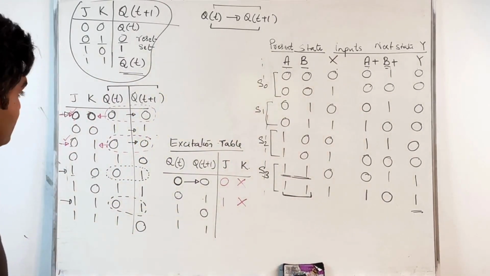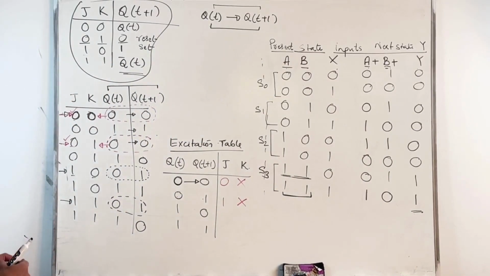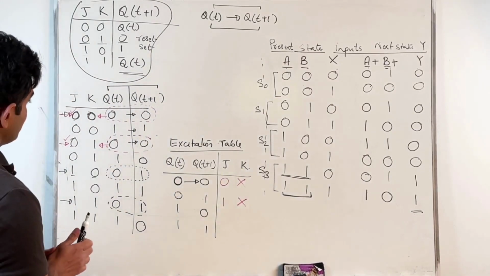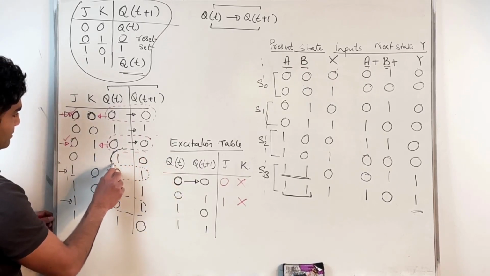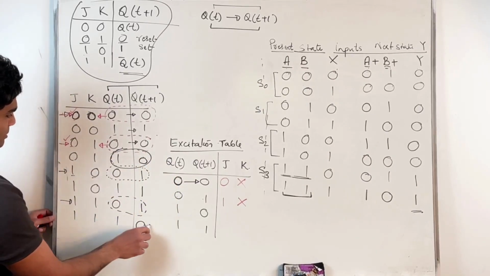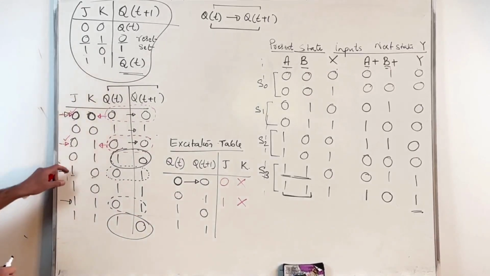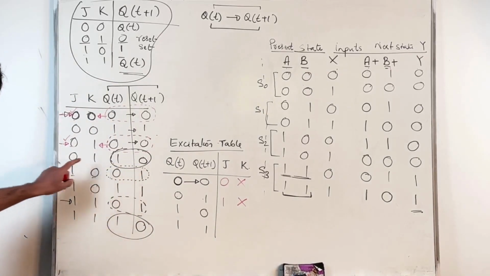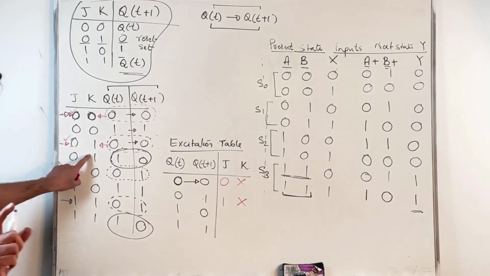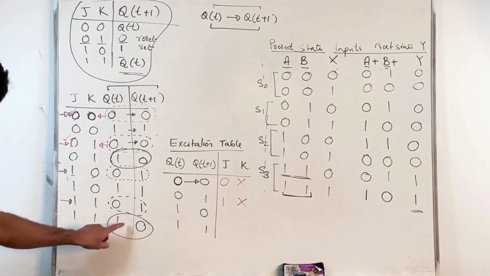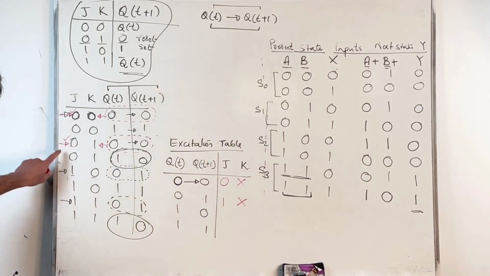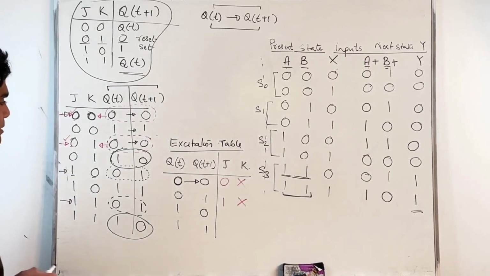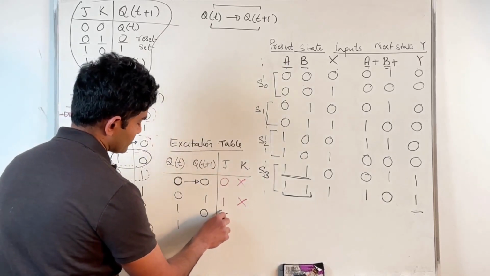Okay, that's good. Now 1 0. Same thing, do the same exercise. I have one instance here for 1 0, another instance here. So to get 1 0 transition, J was 0, K was 1. That's one instance. Another instance, J was 1, K was 1. So in other words, J is don't care, K is 1.